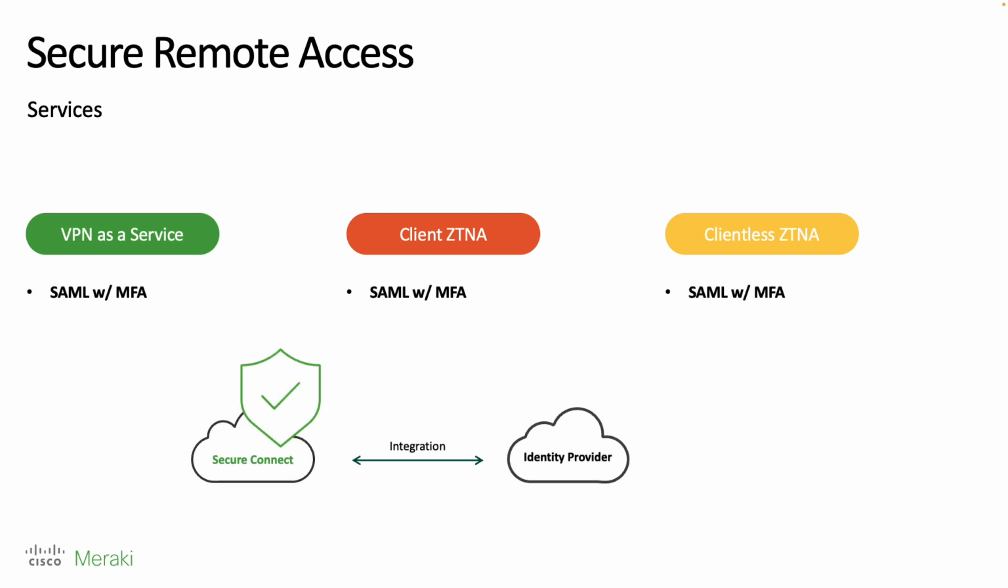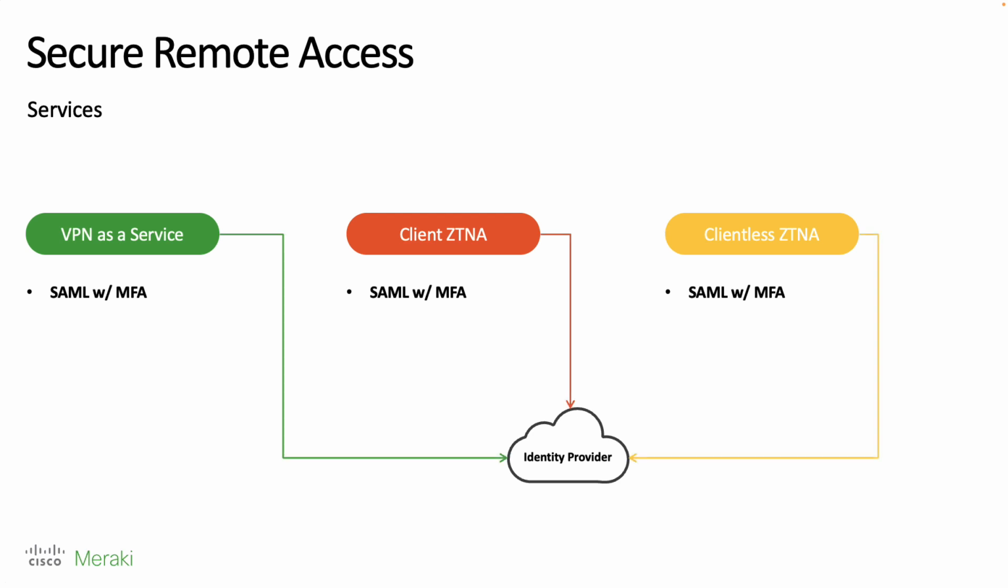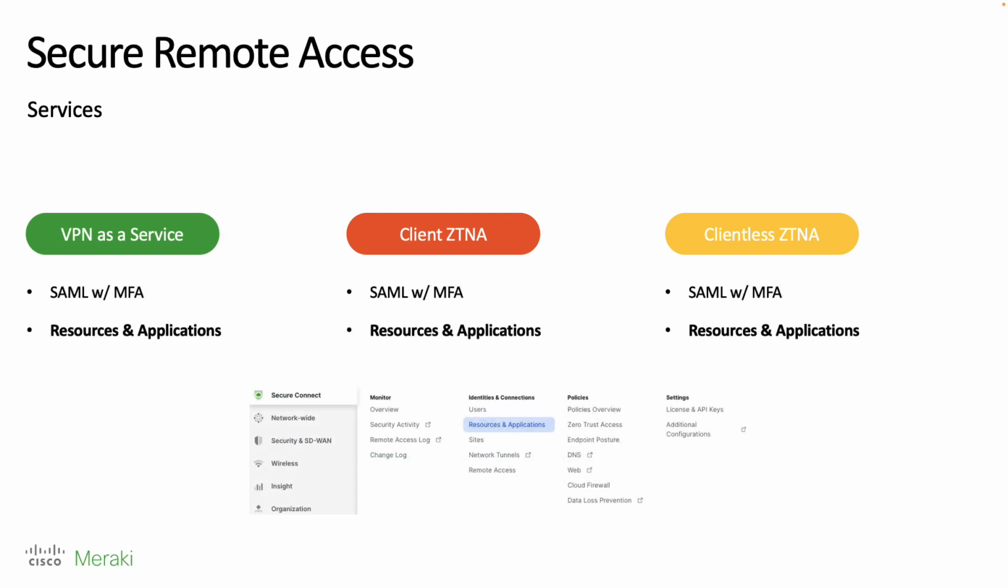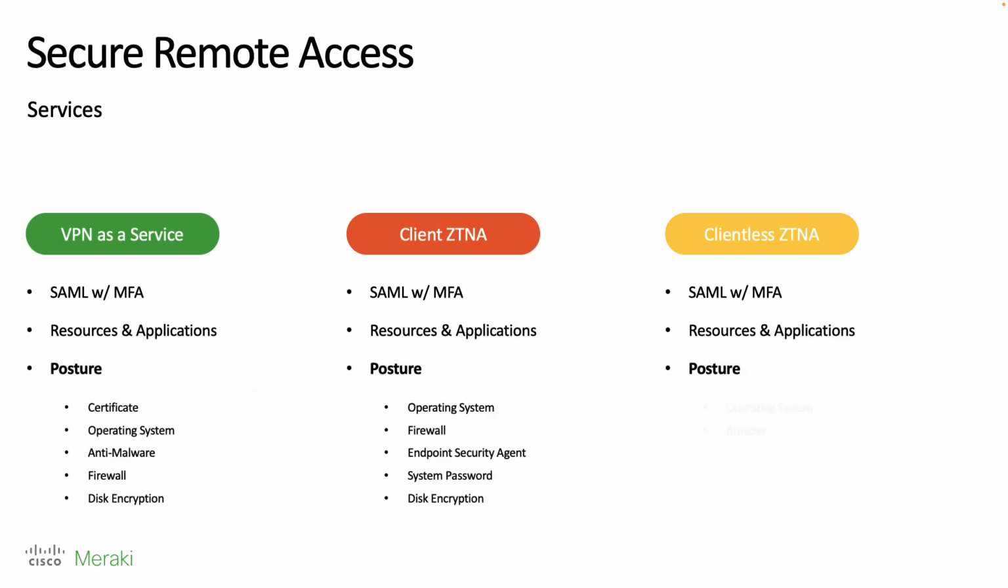There are a few commonalities between these services. For starters, they're all going to rely on the identity provider integration, as they all utilize SAML to challenge users for authentication. All three will utilize resources and applications. This is a page in the Meraki dashboard which allows you to define an application, which then allows you to select that application when building a policy to permit access to that application. In addition, all three have posture assessments that can take place when users are attempting to reach out to one of these applications, but it's important to note that the capabilities of the posture assessment is different between the three. We'll go into more detail about this in their respective videos.